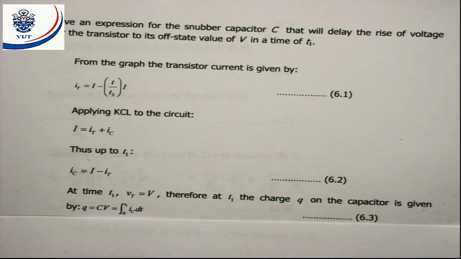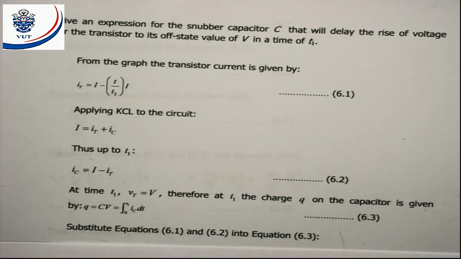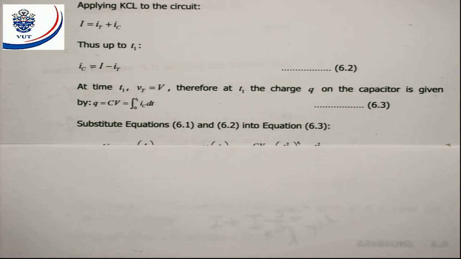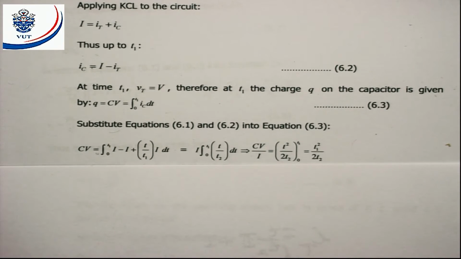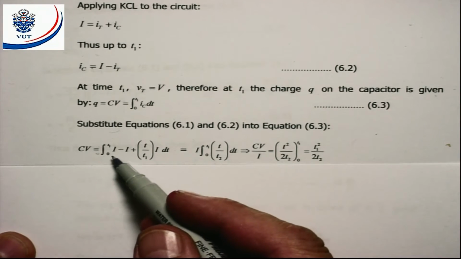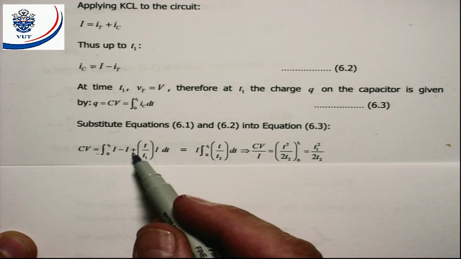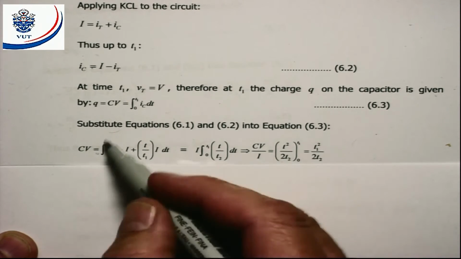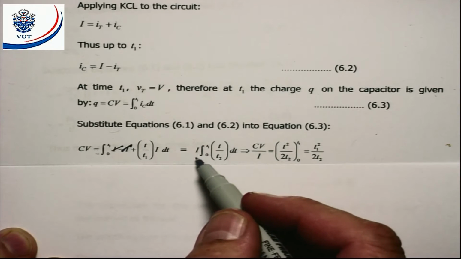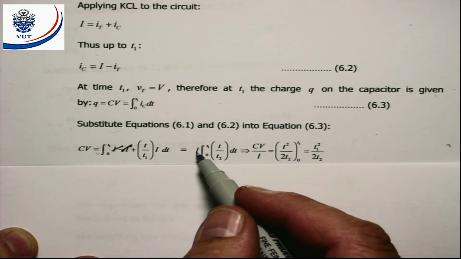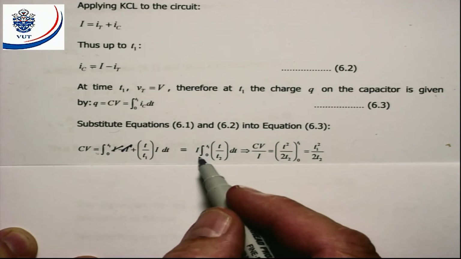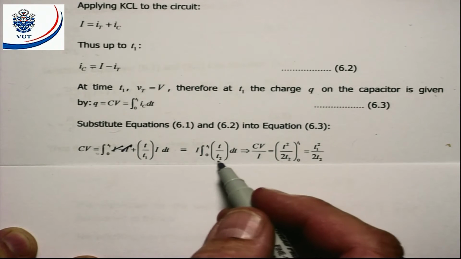And if we substitute equation 6.1 and 6.2 into equation 6.3, we have that CV is equal to the integral from 0 to T1 of I minus I plus T over T2 times I. That one and that one cancel. So therefore, I does not change, the value of I, so it comes out of the bracket, and we have the integral from 0 to T1 of T over T2 dt.